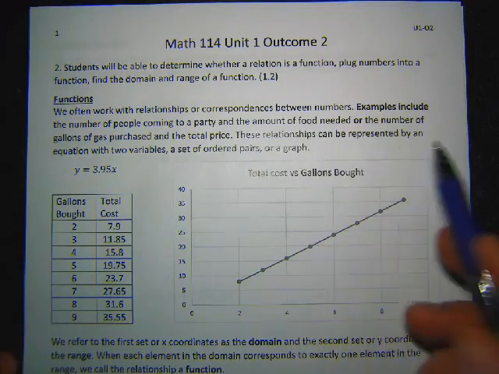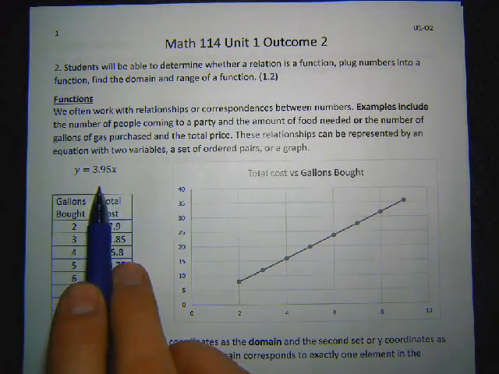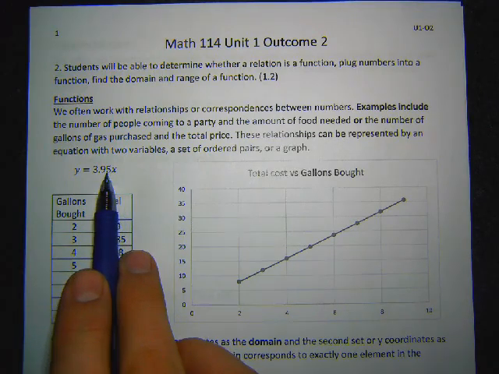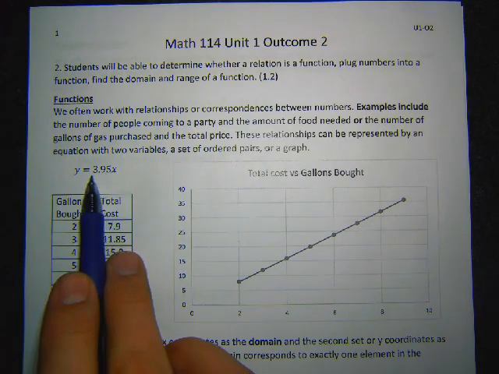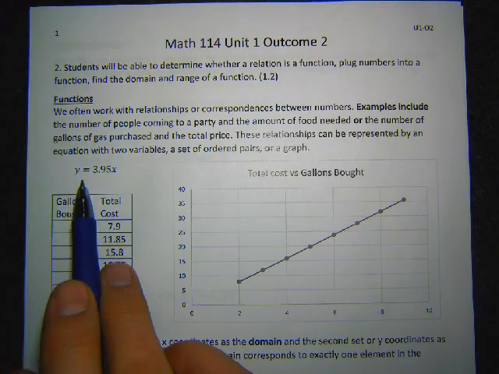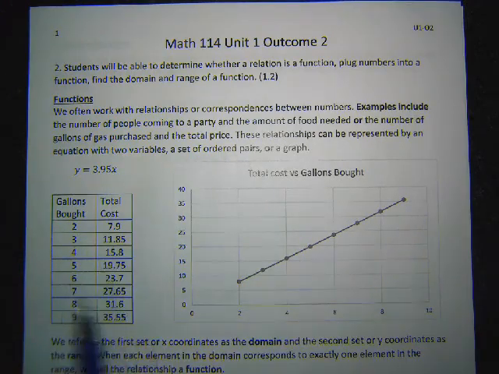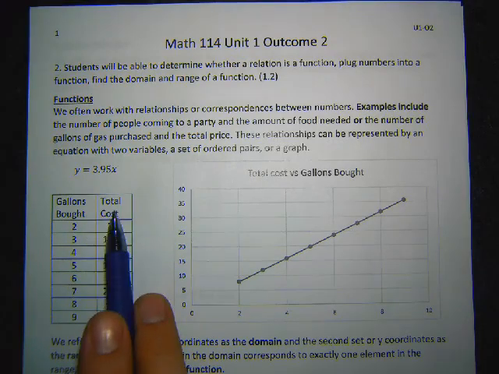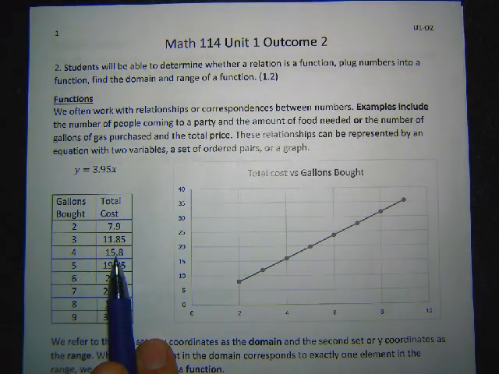These can be represented with equations, like y equals 3.95x. This would be an equation, maybe for the price of gas, right? Because you buy x gallons times 3.95 as the price if it's 3.95 for a gallon of gas, and then y would give you the total cost. It can also be a set of ordered pairs. You can have lists like this where you have x values, y values. So how many gallons of gas did you buy? What was the cost? So this would be ordered pairs where each x value would match the y value.